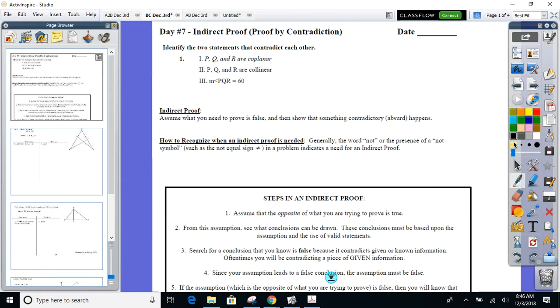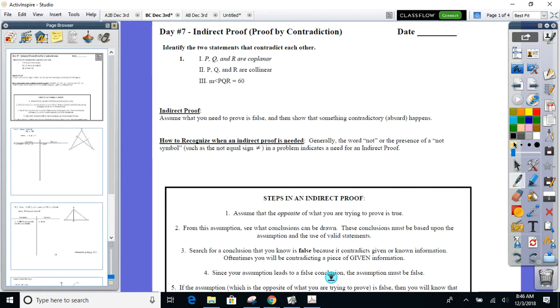So I have P, Q, R are coplanar, P, Q, R are collinear, and the measure of angle PQR is 60. Going back to our first days of school, what's collinear again? They're all on the same line.